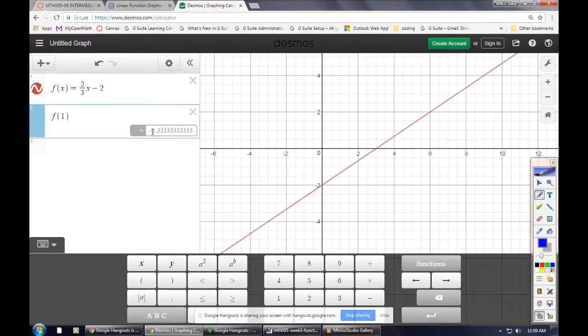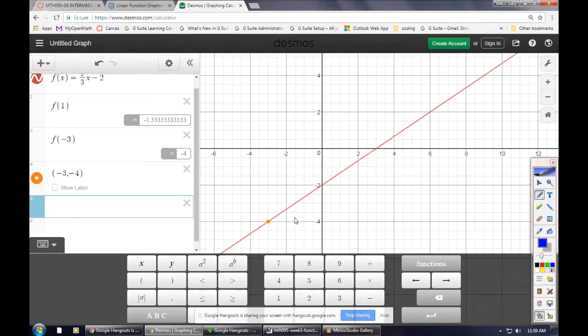Desmos calls it -1.33333. So it gives me approximations as decimals, not fractional values. But what is f of -3? And it says, hey, that would be -4 down here. If you want to make that into a point, then you have to type the point starting with parentheses. Type the x value, comma, type the y value, and it will plot that point for you.